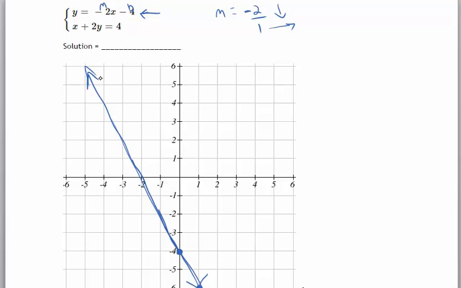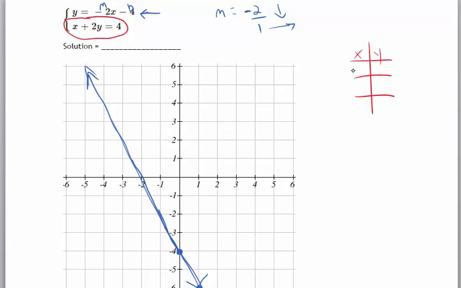Now, the second line, I could do it the same way. I'd have to solve this for y, which you've seen how to do. Subtract x, divide by 2, and you could have that in y equals mx plus b form. Or there's the other method that we learned, finding the two intercepts.